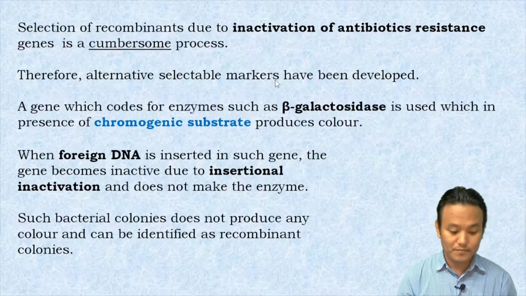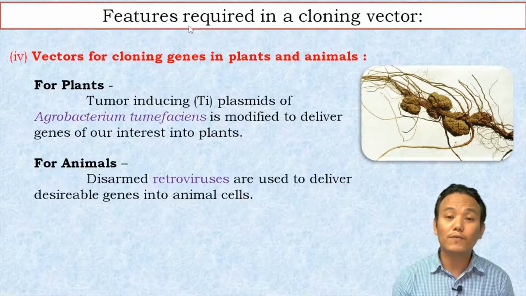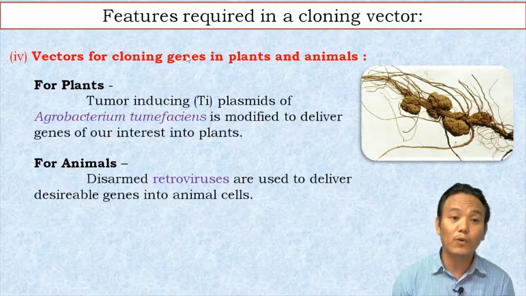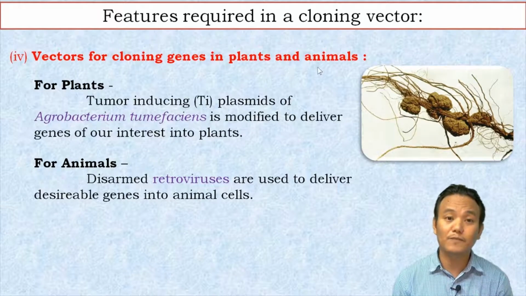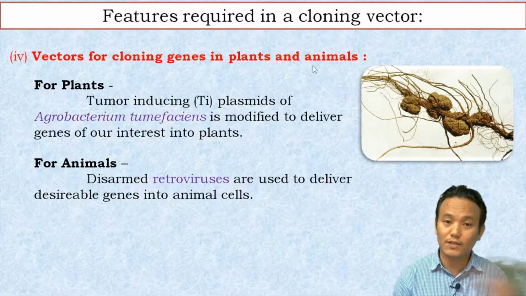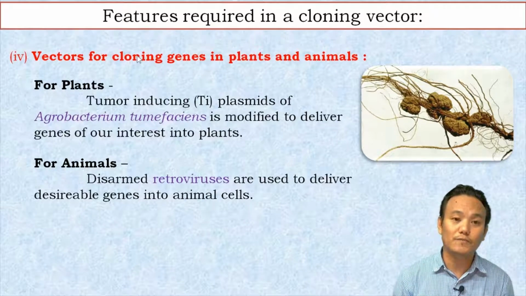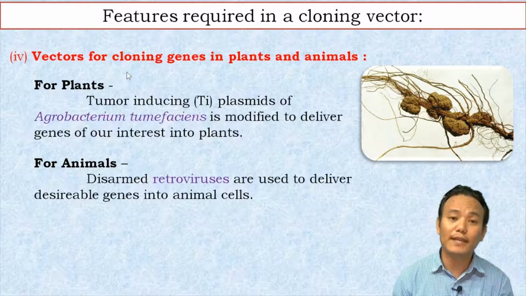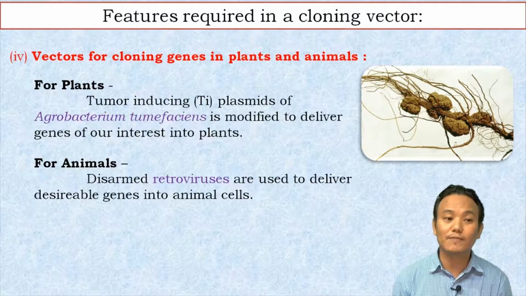Okay. The fourth and final important feature required in a cloning vector that is mentioned in your textbook is vectors for cloning genes in plants and animals. So the specificity of vectors for cloning genes in plant cells and animal cells is another important feature. Now, for thousands of years, different pathogens of plants and animals have been developing different tools or methods through the evolutionary process of injecting their own gene into the host organism.